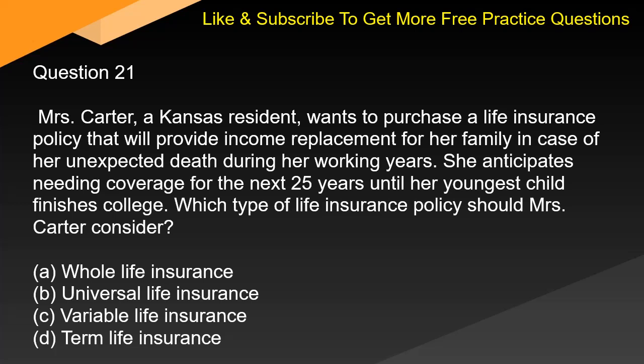Carter, a Kansas resident, wants to purchase a life insurance policy that will provide income replacement for her family in case of her unexpected death during her working years. She anticipates needing coverage for the next 25 years until her youngest child finishes college. Which type of life insurance policy should Mrs. Carter consider? A. Whole life insurance. B. Universal life insurance. C. Variable life insurance. D. Term life insurance.